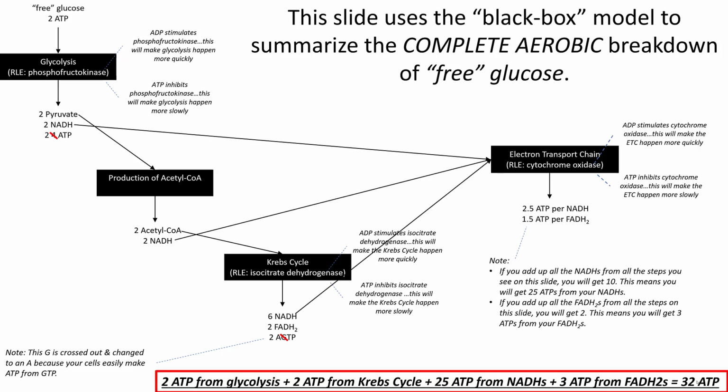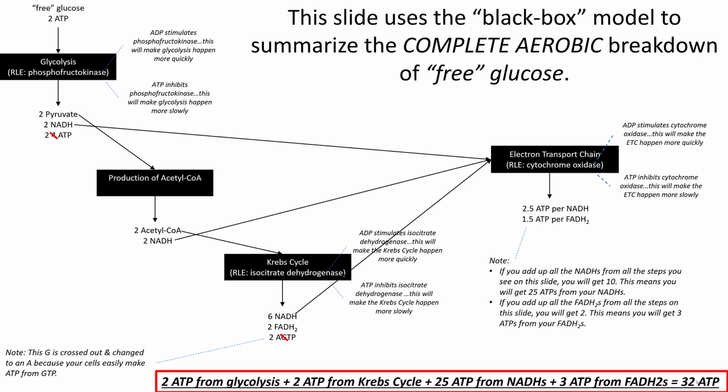Now we're going to move on to the electron transport chain. The electron transport chain is really neat because it can pull in all the energy carriers from earlier stages in the breakdown process. The NADHs that were left over from glycolysis go to the electron transport chain. The NADHs left over from the production of acetyl-CoA also go to the electron transport chain, and the NADHs and FADH2s from the Krebs cycle will go to the electron transport chain.